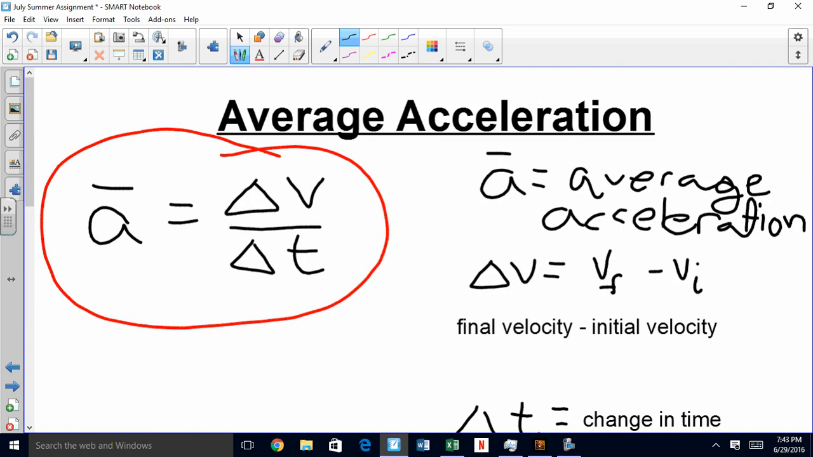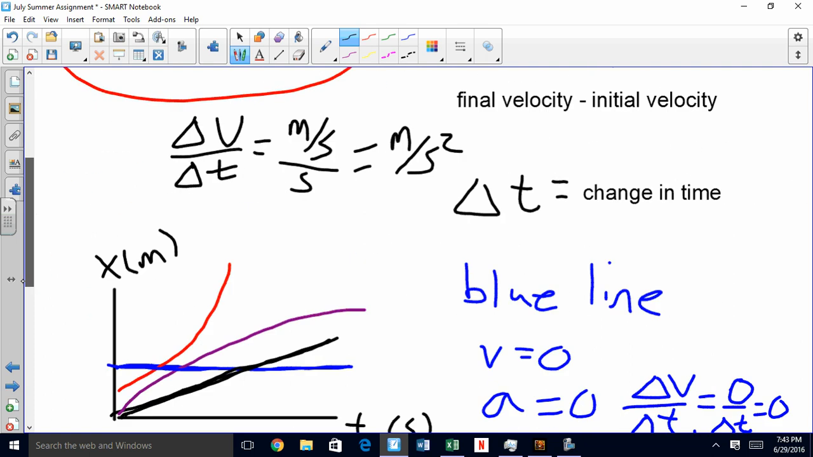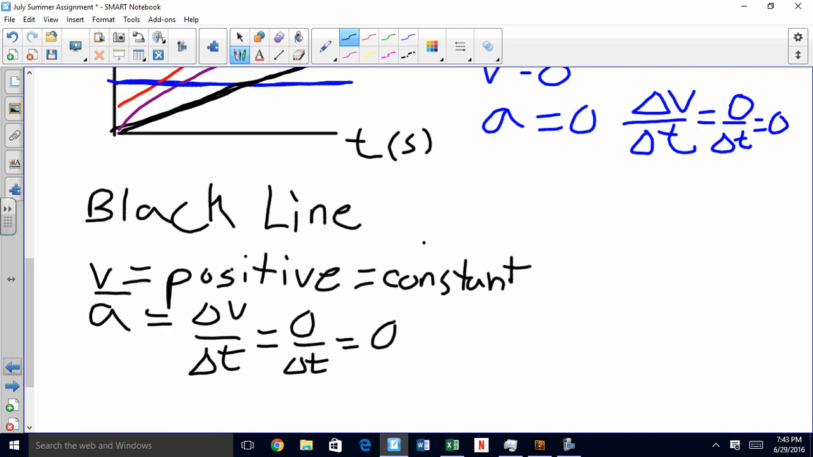Something I haven't talked to you about is what the units are for acceleration. If we think about delta v over delta t, what are the units for that? Velocity is meters per second, and time is seconds. So that means we're dividing by seconds twice, which is like dividing by seconds squared. So your standard units for acceleration are going to be meters per second squared, and I should add that into both of these. It's kind of ugly units, meters per second squared, but that would be your units for acceleration.